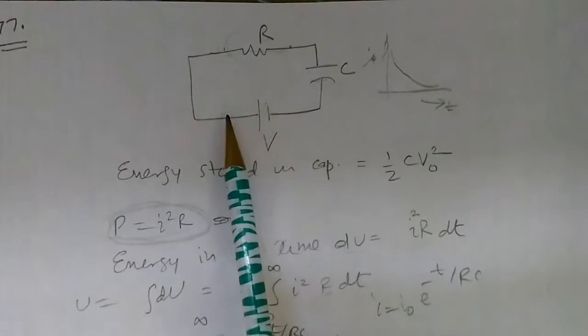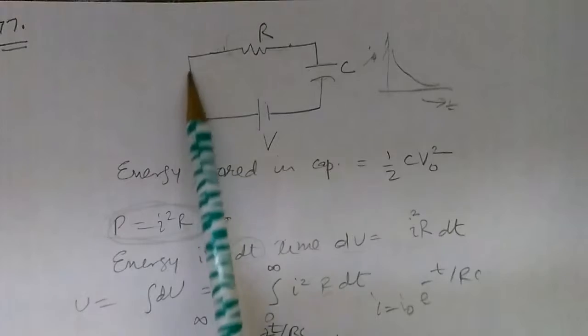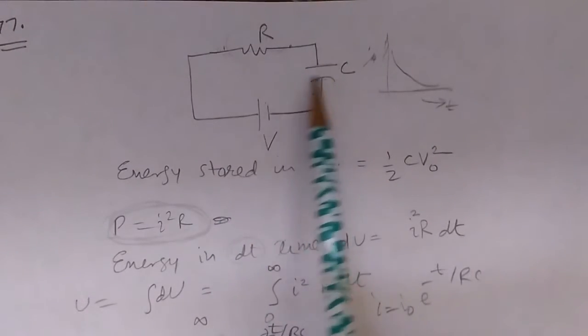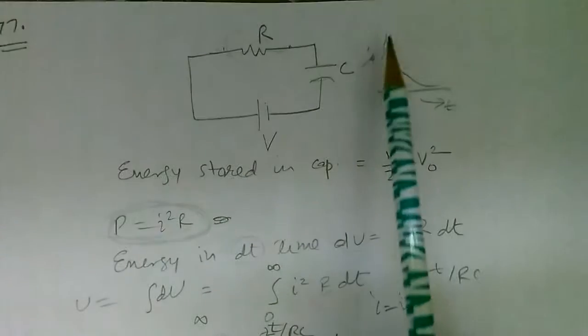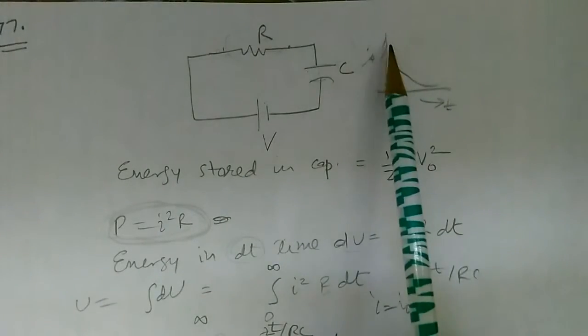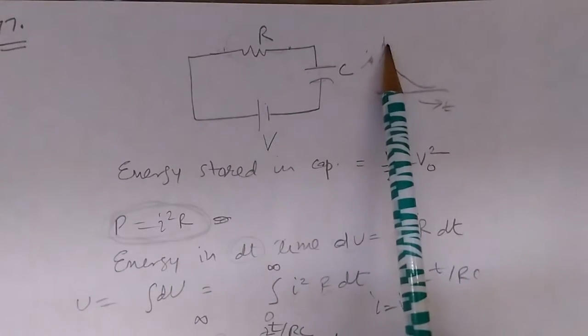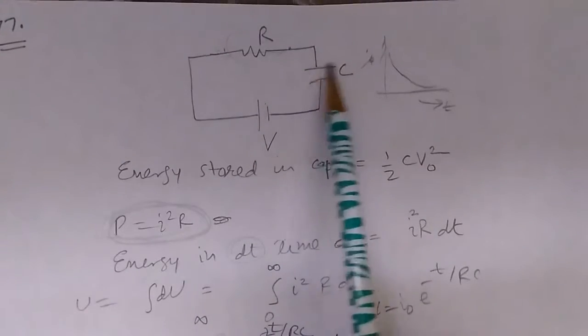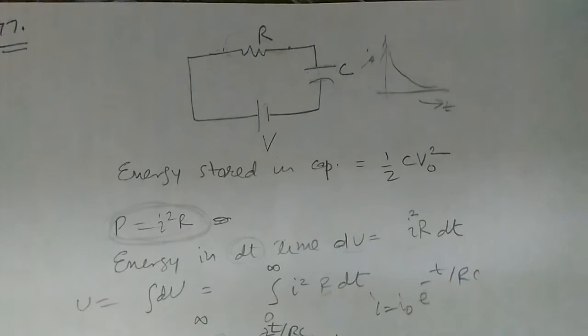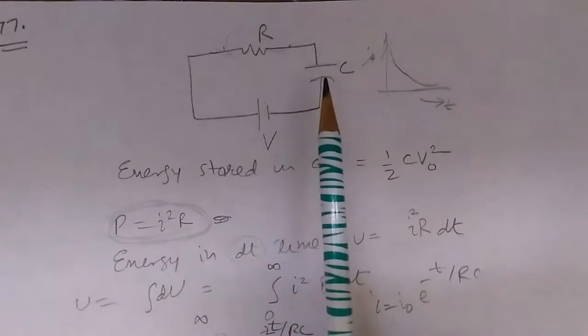The battery has a voltage V, and when we connect it to a resistor to charge this capacitor, a current will start flowing. And this flow of the current has a graph something like this. Initially there is a high current flowing into it, but it gradually decreases with time. When the voltage V here becomes equal to the voltage on this capacitor, the current through the resistor becomes zero.